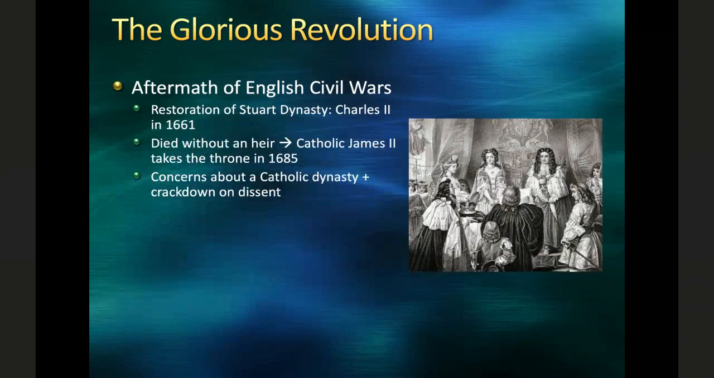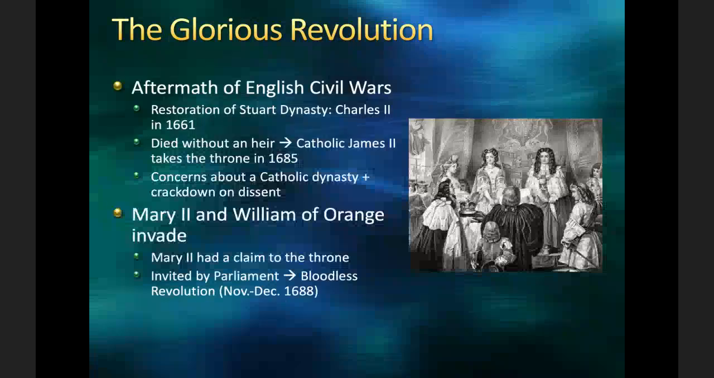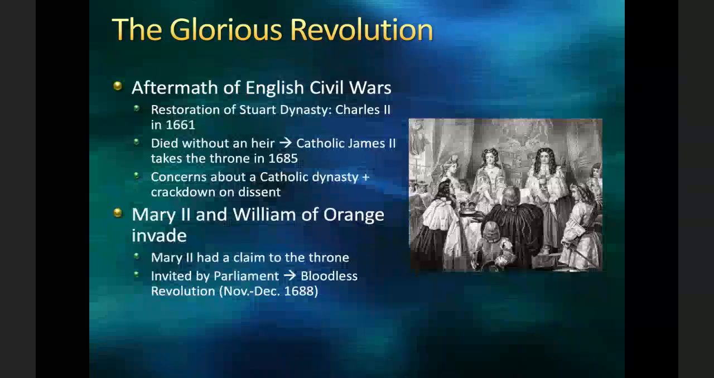I'm going to skip over a lot of the details here, but ultimately, Mary II, James's daughter from his first marriage, had a claim to the throne, and her husband, William of Orange, also had a distant claim as her cousin. And ultimately, with the support of Parliament, William led an army from Holland to invade the United Kingdom. It was a large enough army that James II was ultimately unable to risk fighting a losing battle, so he and his family fled to France, leaving the throne vacated.